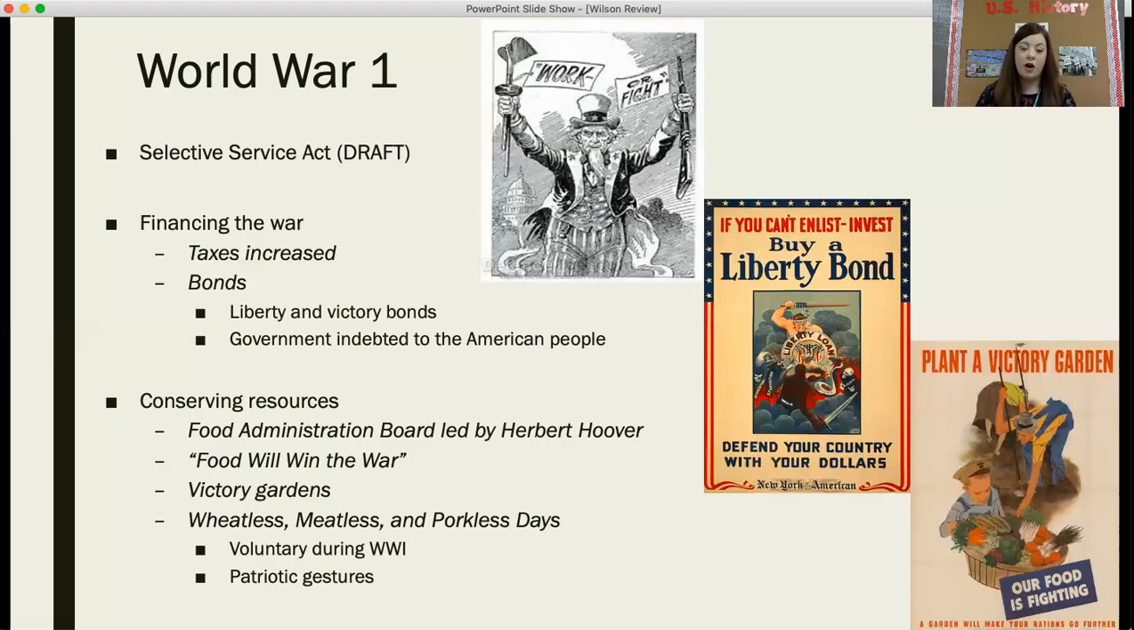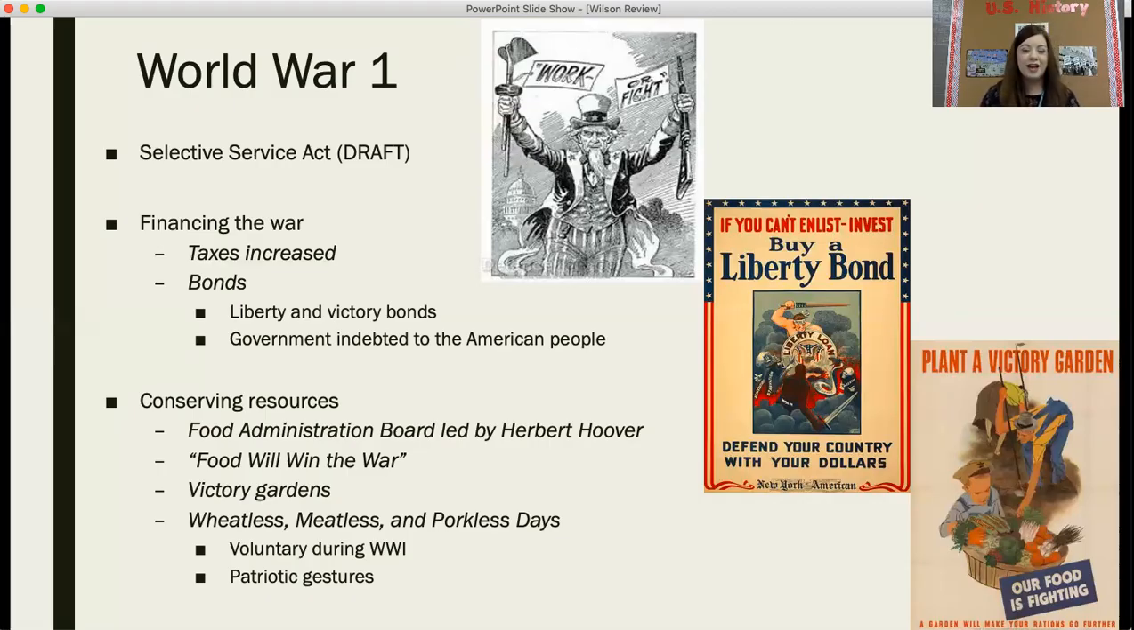Another thing that you could do at home to support the war effort: conserve resources. We have to make sure here at home we are saving, especially food, so that we can send more to our soldiers who are fighting. The Food Administration Board is going to be established. It's going to be led by Herbert Hoover. He's going to go on and become president in our next unit. He had a motto that he loved to say. He said, "Food will win the war." If our soldiers are well fed, they're going to be able to fight this war and win this war.